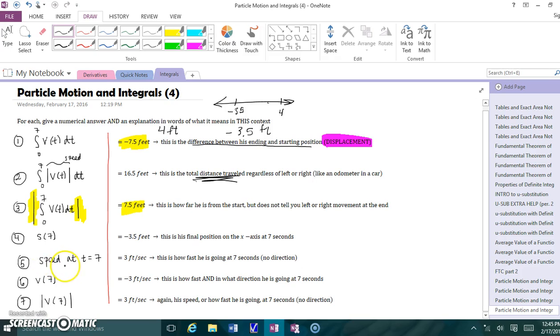Okay, this one asks for the speed at time equals 7. Well, that's just the absolute value of velocity, so that's 3 feet per second. That's how fast he's going at 7 seconds. No direction here. If I ask for v of t, that is asking how fast and in what direction he's going at 7 seconds. So at the 7th second, he's going negative 3 feet per second. So to the left, 3 feet per second. This right here, you have to recognize this as just asking for speed at 7.5, which is the same exact thing as number 5. So these are the same, they're just written slightly different. So same answer, again, speed, how fast he's going without direction.